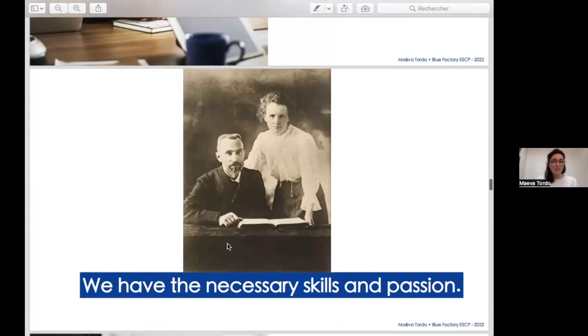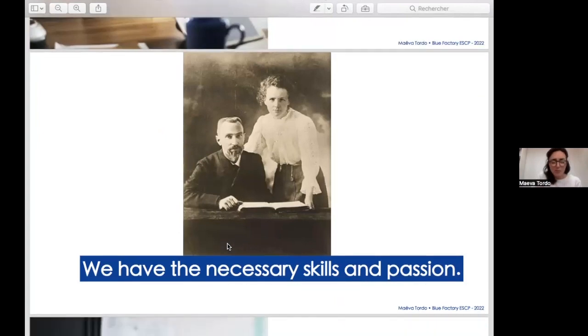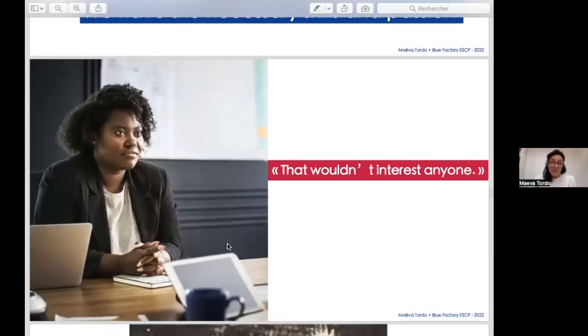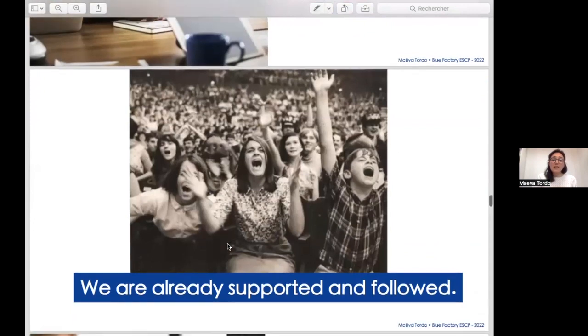Very important, it's you and only you that makes a project. It wouldn't interest anyone, a bit the same, where we can be skeptical because we don't see the point, we are not concerned, we don't feel it. Then here it's important to tell us who is already supporting you. Is there any institution or partners or mentors that are following you?